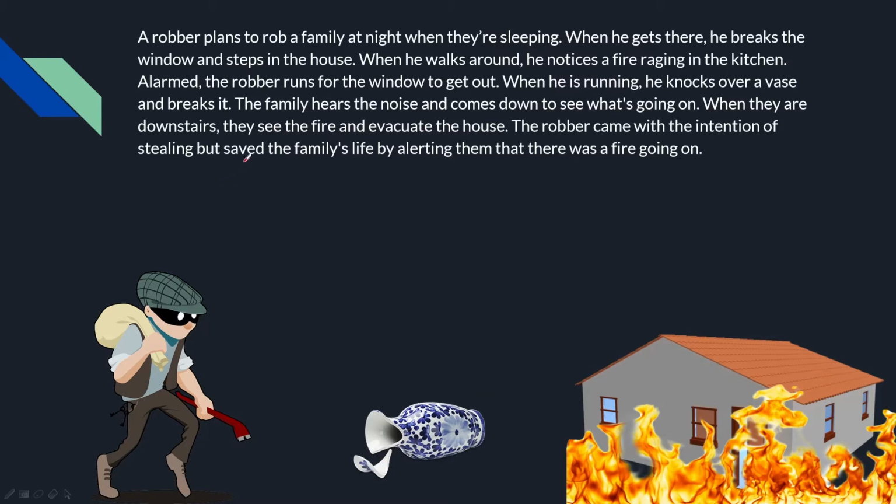Here's a scenario. A robber plans to rob a family at night when they're sleeping. When he gets there, he breaks the window and steps in the house. When he walks around, he notices a fire raging in the kitchen. Alarmed, the robber runs for the window to get out. When he is running, he knocks over a vase and breaks it. The family hears the noise and comes down to see what exactly is going on. When they're downstairs, they see the fire and evacuate the house. The robber came with the intention of stealing, but saved the family's life by alerting them that there was a fire going on.